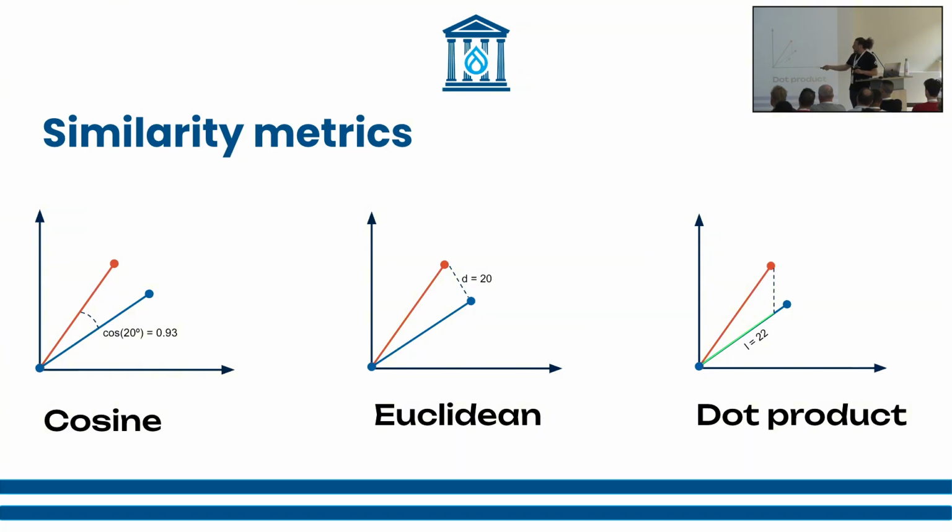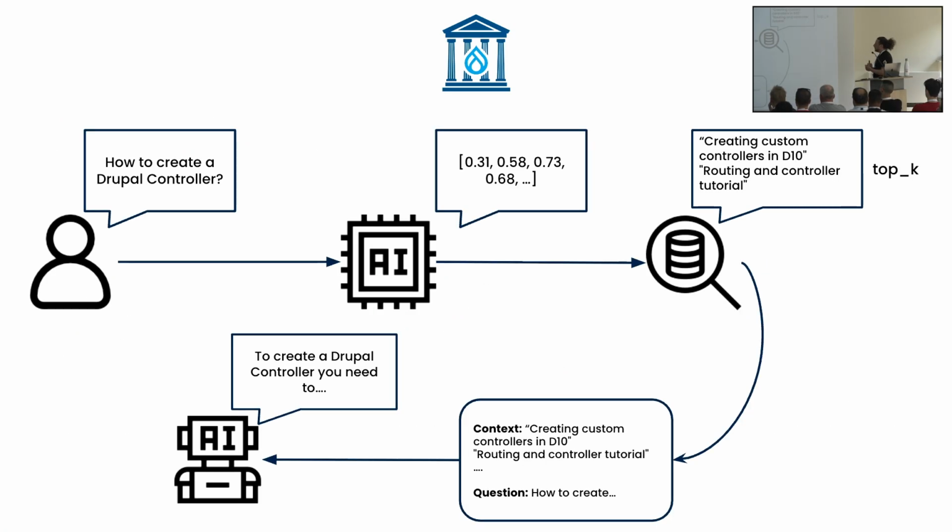Then we have the Euclidean distance, which measures the distance between the two vectors. And then we have the dot product, where basically one vector casts a shadow on the other vector, and then we measure this shadow. The longer it is, the more related they are. Otherwise, it's the other way around. And the same thing here: the smaller the distance, the more related. The same thing here.